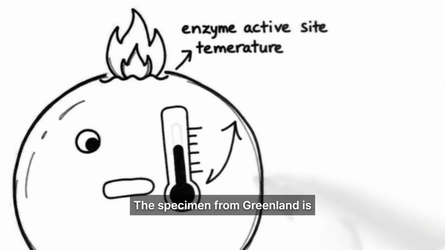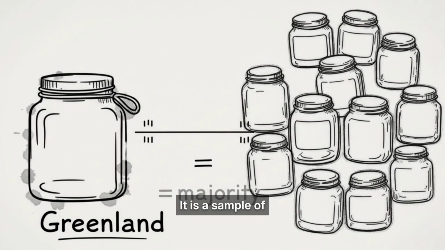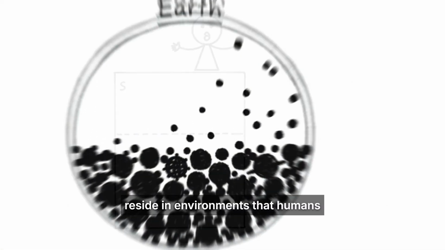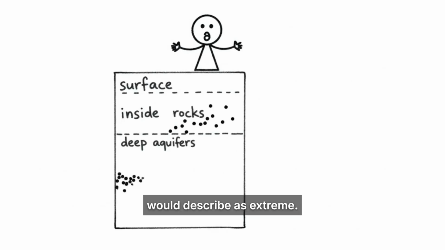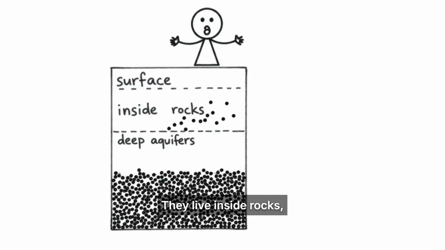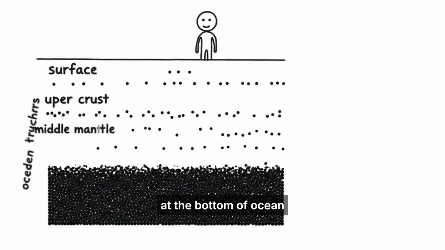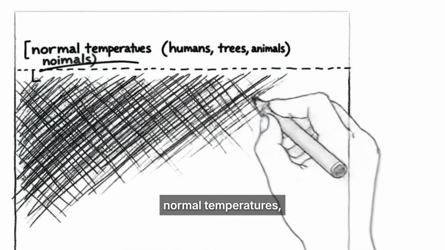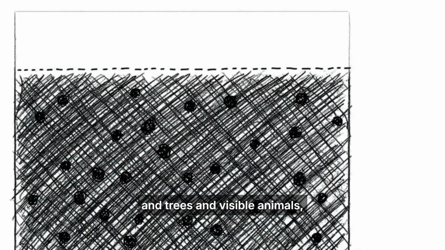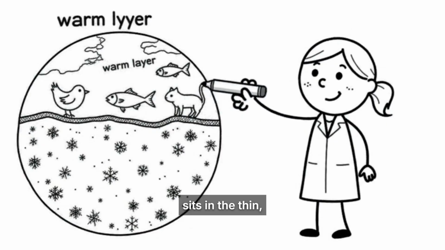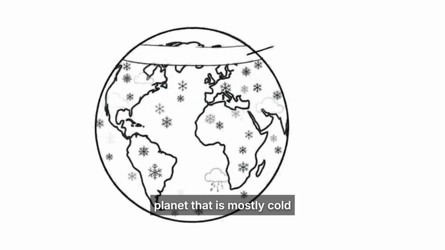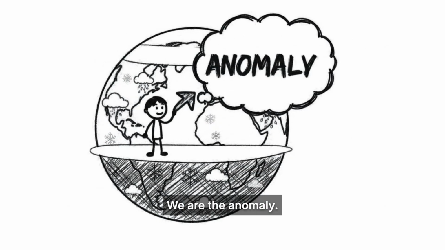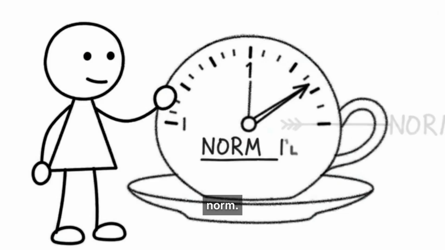The specimen from Greenland is not an anomaly. It is a sample of the majority. Most of the living cells on Earth, by number, reside in environments that humans would describe as extreme. They live inside rocks, in deep aquifers, at the bottom of ocean trenches, under kilometers of ice. The biology that operates at normal temperatures, the one that includes humans and trees and visible animals, sits in the thin, warm surface layer of a planet that is mostly cold and mostly hostile. We are the anomaly. The slow metabolism is the norm.